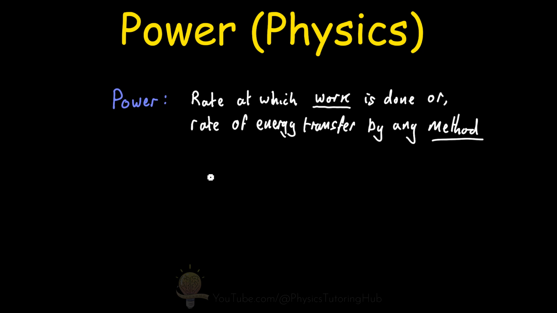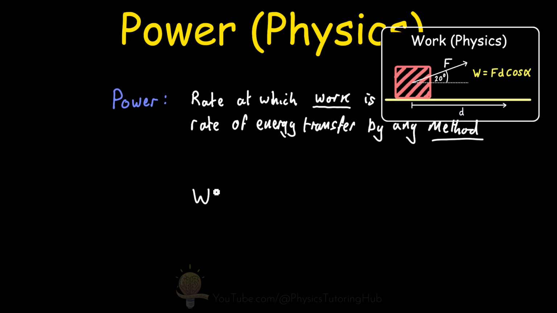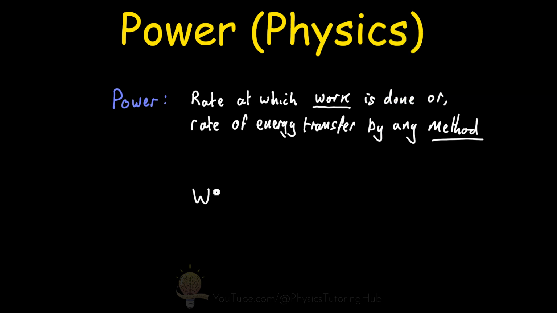But let's break down the concept of power a bit further. If the work done on an object has some value in joules, which we'll call W, so this is the work done. And remember from a previous lesson, we learned that work is defined as the energy transferred to or from an object via the application of a force along a displacement.